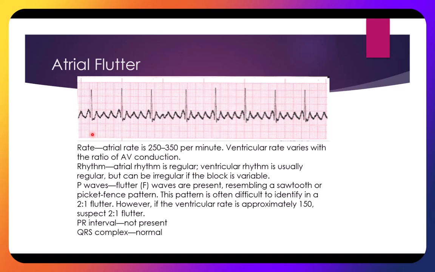Now let me back up. Let me get my thoughts organized here. First thing we're going to do is look at our rate. We're going to look at our ventricular rate. So we'll count 1, 2, 3, 4, 5, 6, 7, 8. Okay, that looks good. So that's our rate of 80.